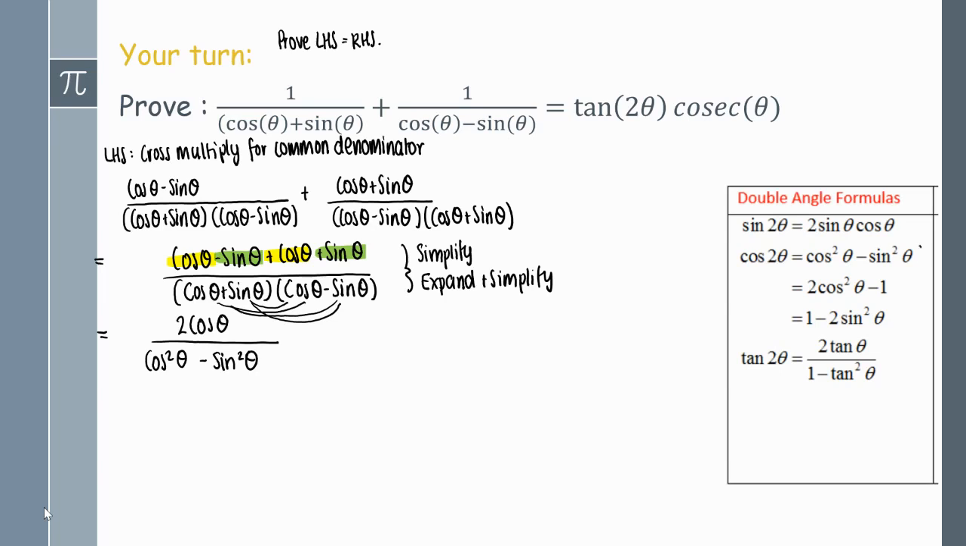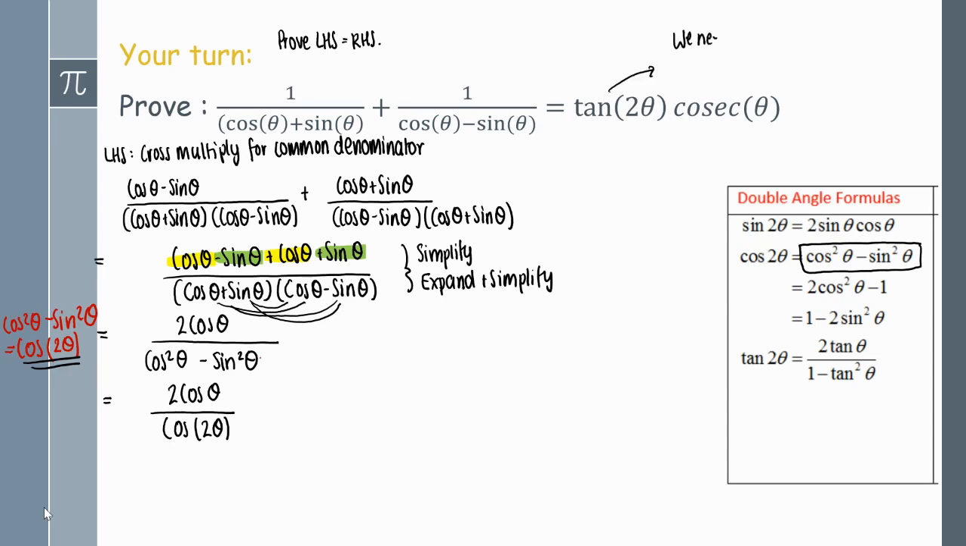Okay, this doesn't look anything like tan and cosec. But let's maybe simplify a little bit more. Notice using our double angle formulas that cos squared theta minus sine squared theta could be written as cos 2 theta. I'm going to put this in and see where it gets us. Now, on the right-hand side of my formula, I have a tan 2 theta. I know something about tan 2 theta. Tan is usually sine over cos. We're going to use that to help our left-hand side look like the right-hand side.